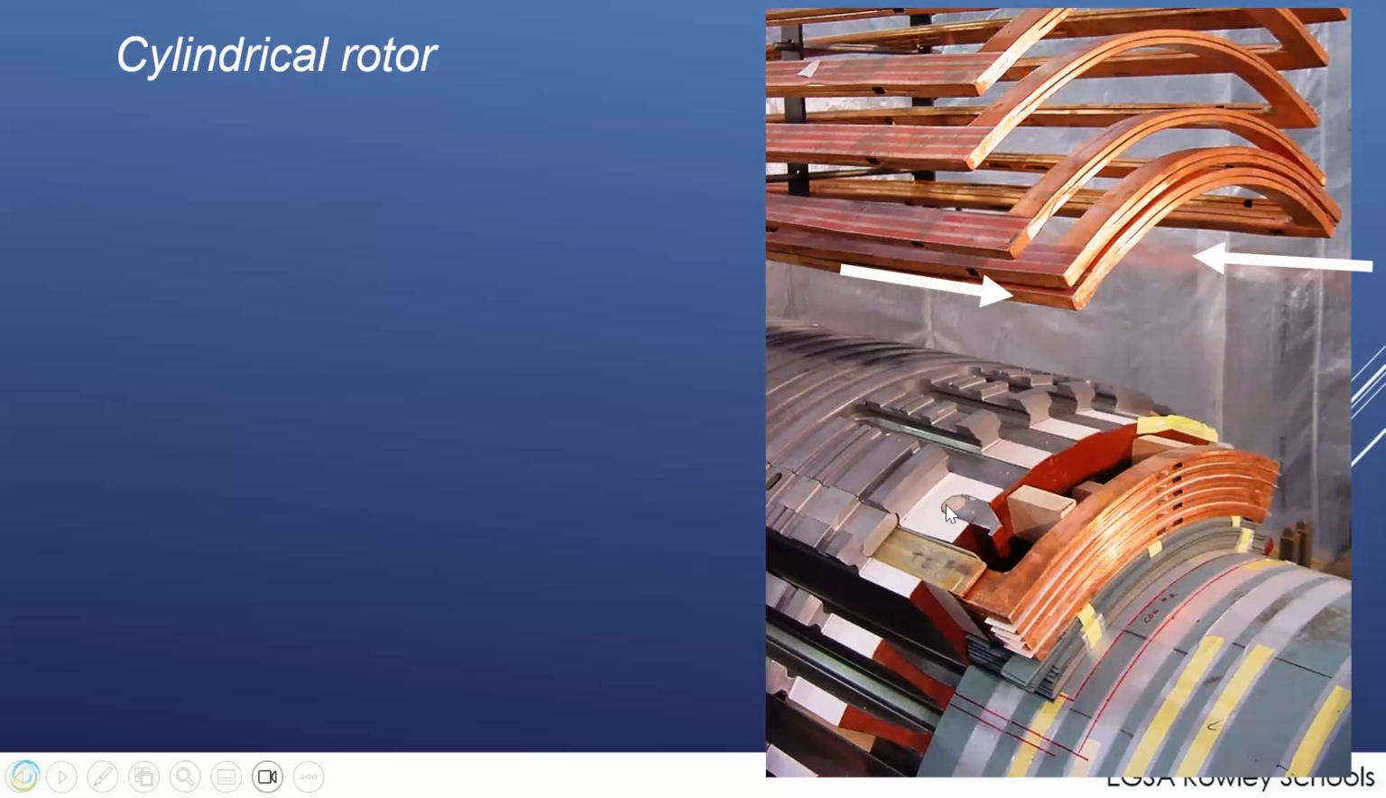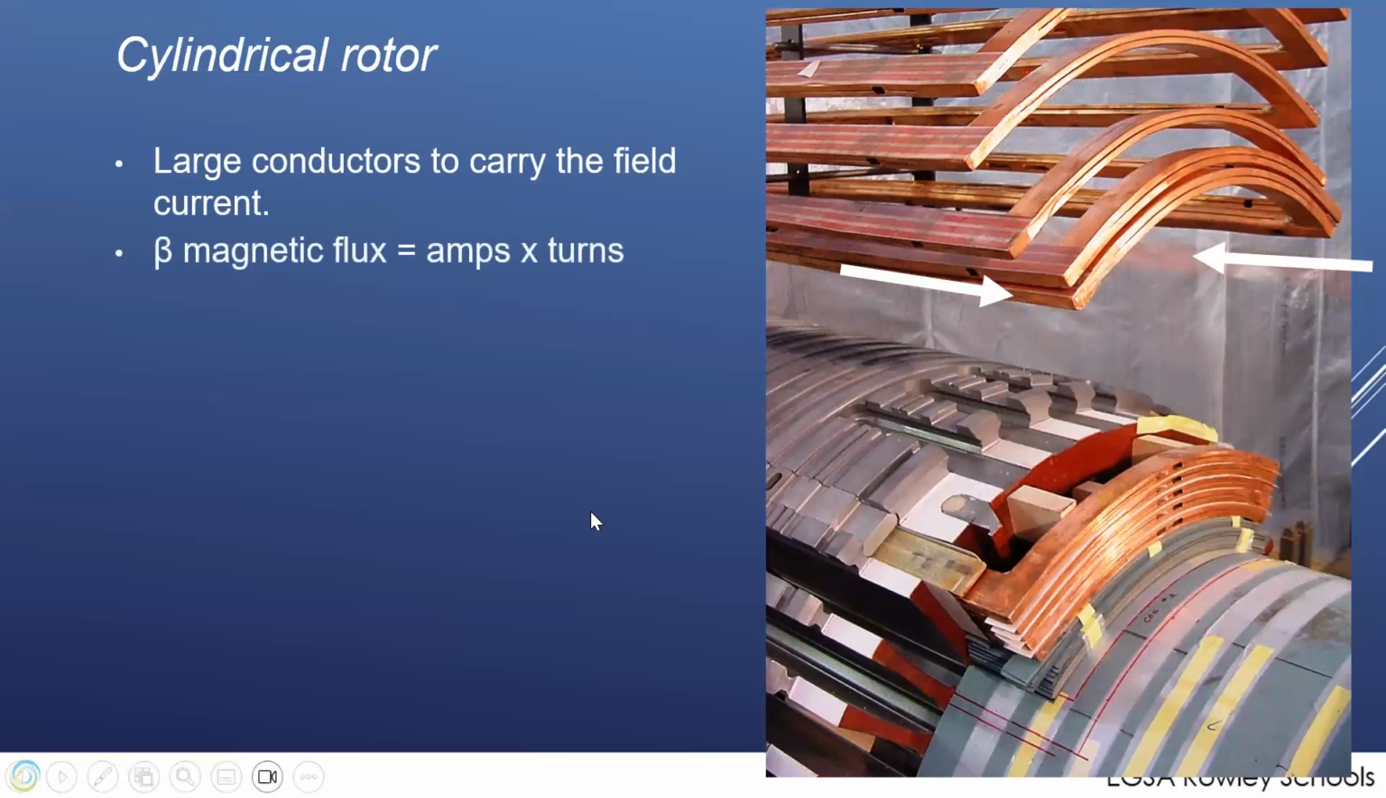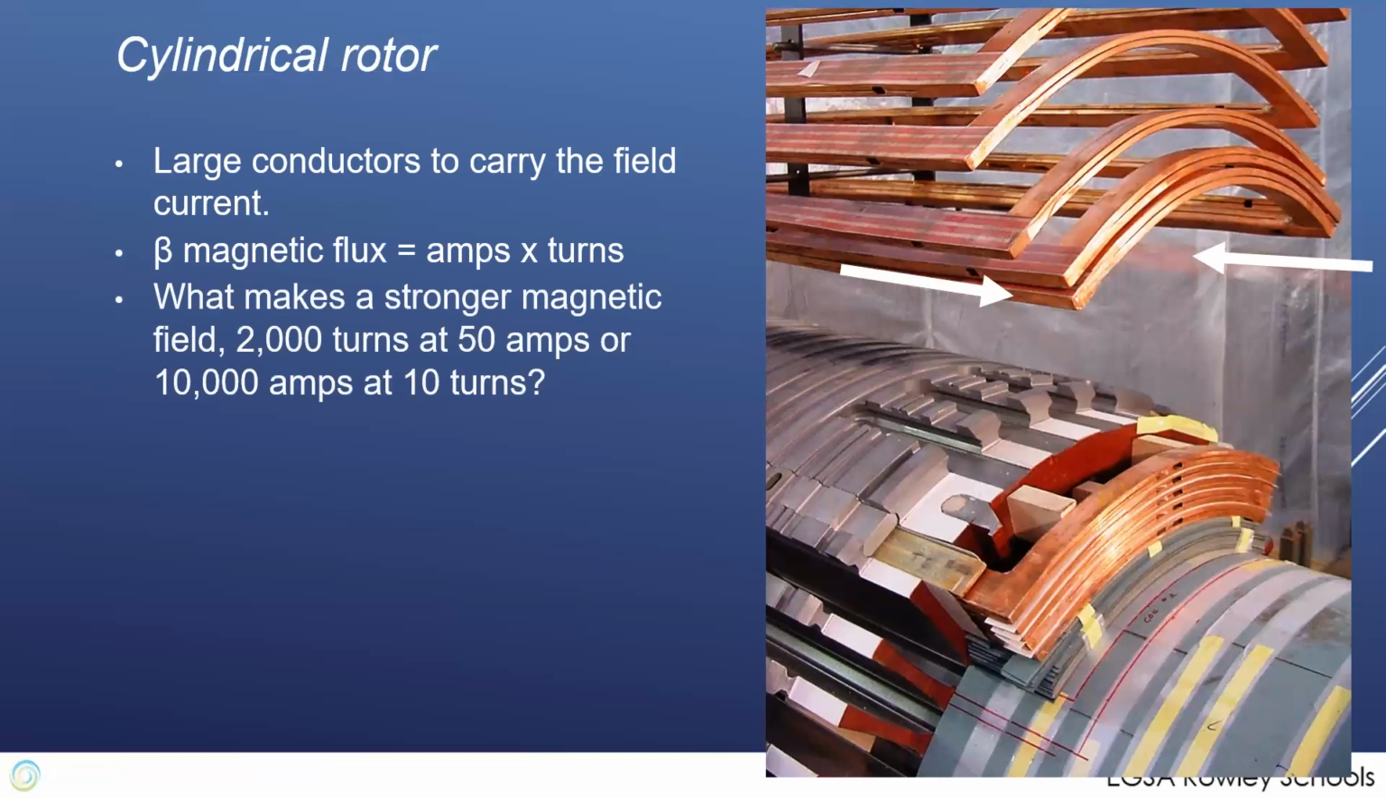So this is the field current to feed these copper windings that are laid on the shaft here of a cylindrical rotor machine. You have large conductors to carry a significant amount of current. As you probably remember, the strength of the magnetic field is equal to amps times turns. So you put lots of amps, in a few turns, you produce a very, very strong magnetic field. And with that consideration, if I have 2,000 turns at 50 amps or 10,000 amps at 10 turns, which one is a stronger magnetic field?